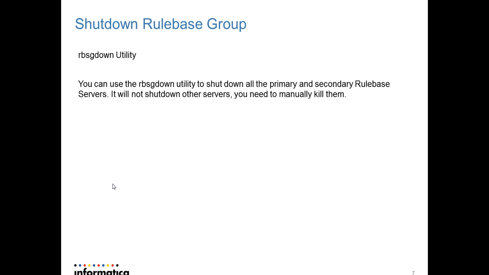To shut down the rule-based group, you can use rbsg down utility. It will shut down primary and secondary rule-based server. It will not shut down other servers. You need to manually kill them.